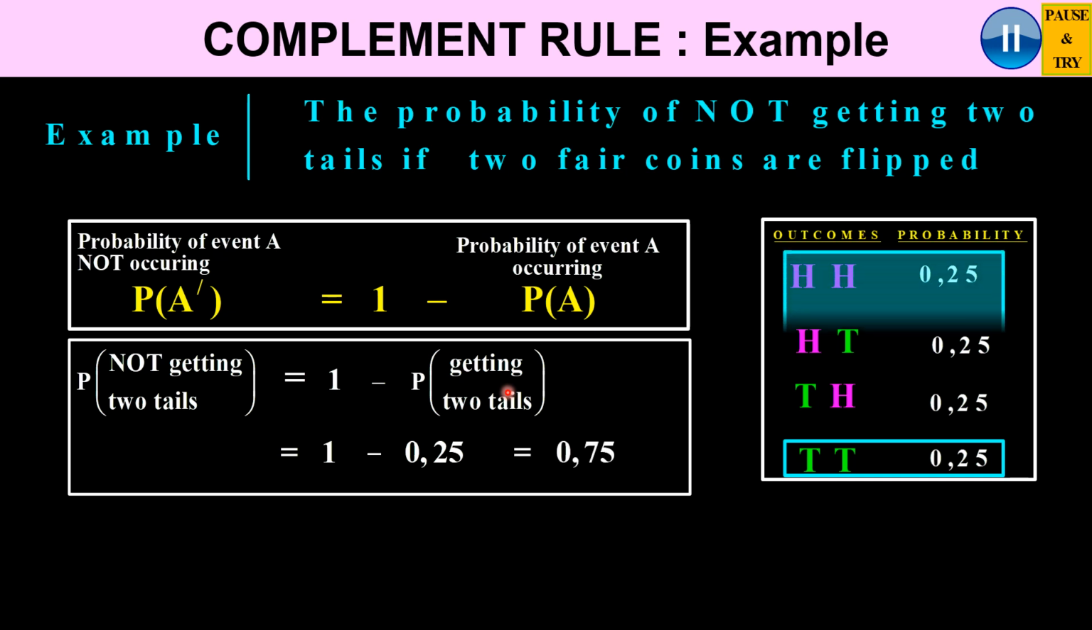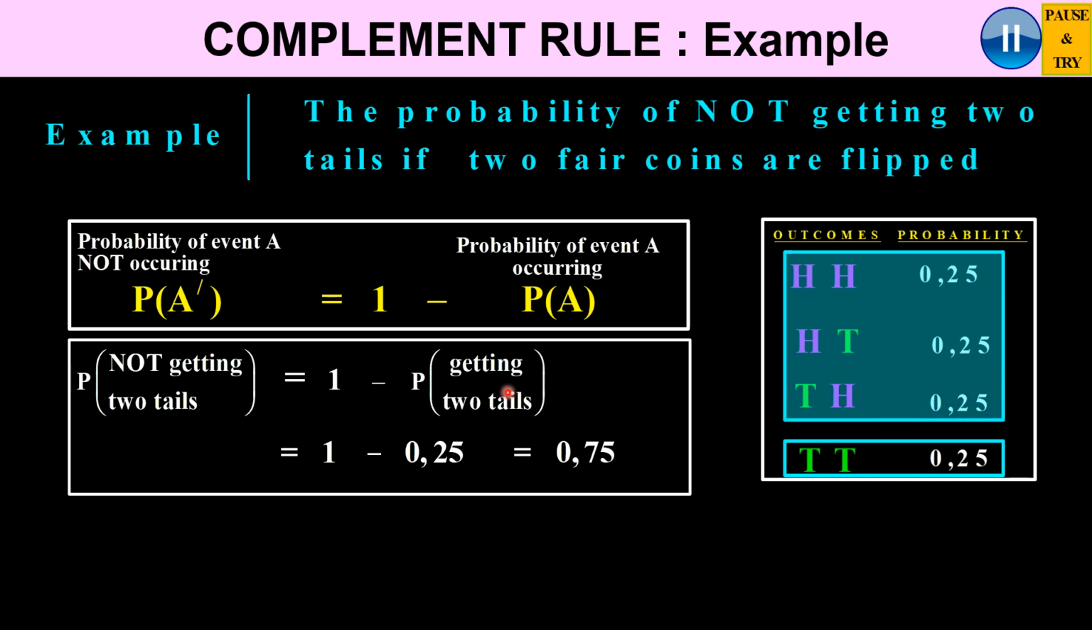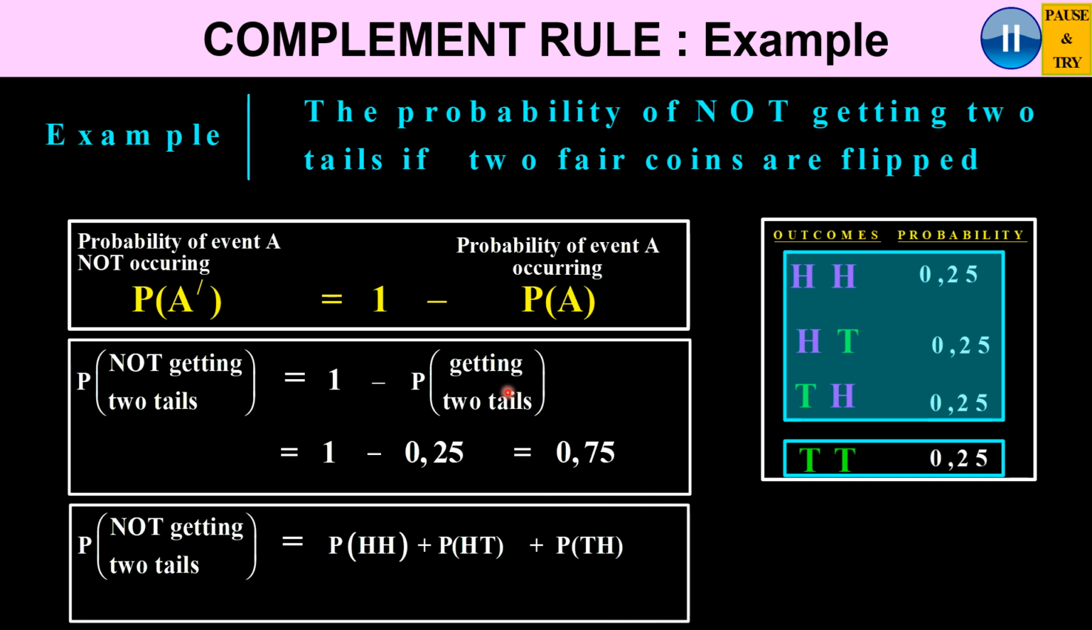We could also have just looked at the opposite there. Those are the cases where you are not getting 2 tails. So the probability of not getting 2 tails is the sum of the probability of getting 2 heads, a head and a tail, or a tail and a head. And getting that sum, 0.25 plus 0.25 plus 0.25, is exactly also 0.75. Right? So you can either do it with 1 minus, or you can just find the sum of the other probabilities there.